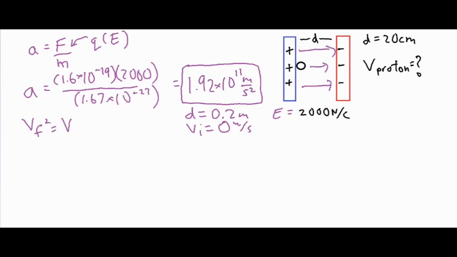Vf squared equals Vi squared plus 2a delta x. That is one of the acceleration formulas that's not dependent on time, and we don't have that, so that's good. So let's go ahead and plug in these values and see what we get.